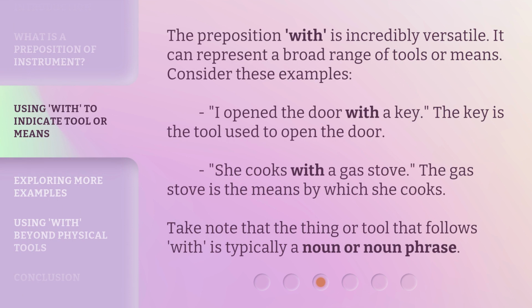The preposition with is incredibly versatile. It can represent a broad range of tools or means. Consider these examples. I opened the door with a key. The key is the tool used to open the door. She cooks with a gas stove. The gas stove is the means by which she cooks. Take note that the thing or tool that follows with is typically a noun or noun phrase.